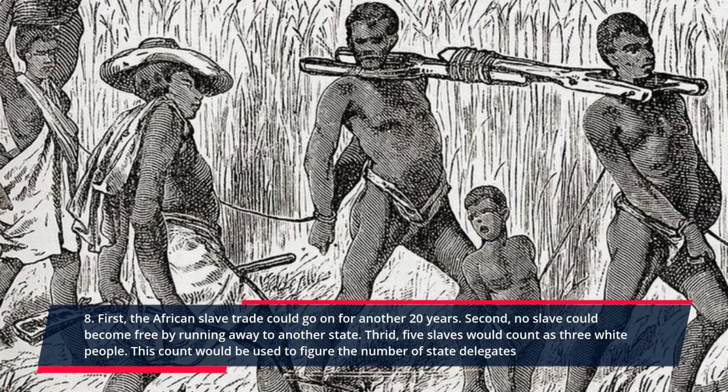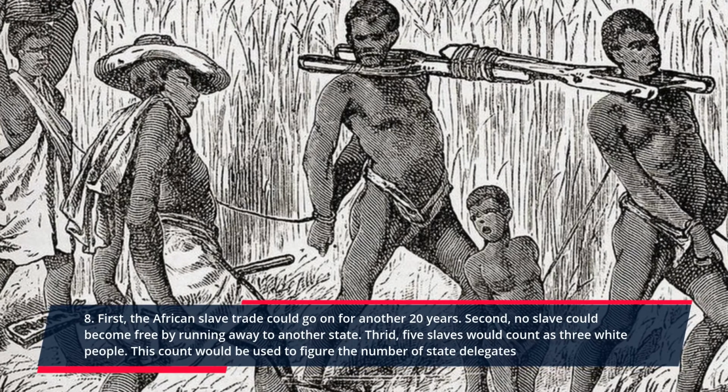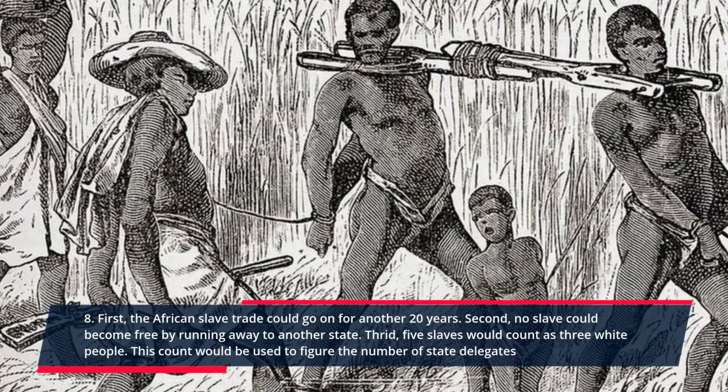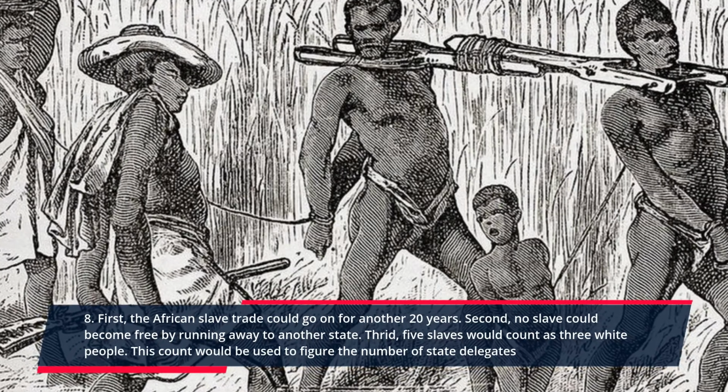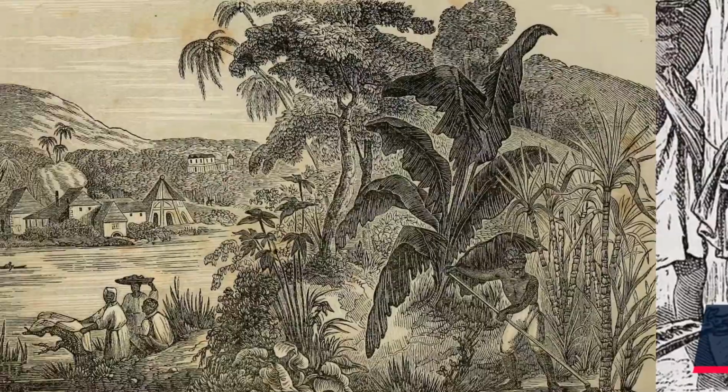Second, no slave could become free by running away to another state. Third, 5 slaves would count as 3 white people. This count would be used to figure the number of state delegates.